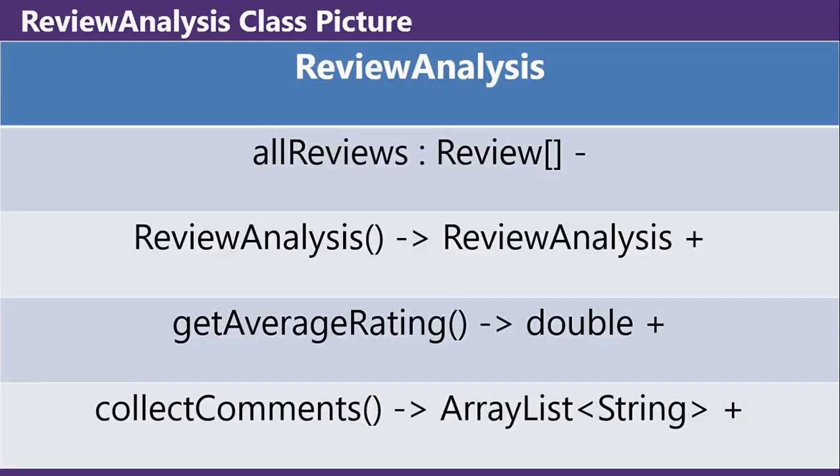You have a private member, allReviews, that's a Review array, a ReviewAnalysis constructor that's public, a getAverageRating method that returns a double and is public, and a collectComments method that returns an ArrayList<String> and it's public.